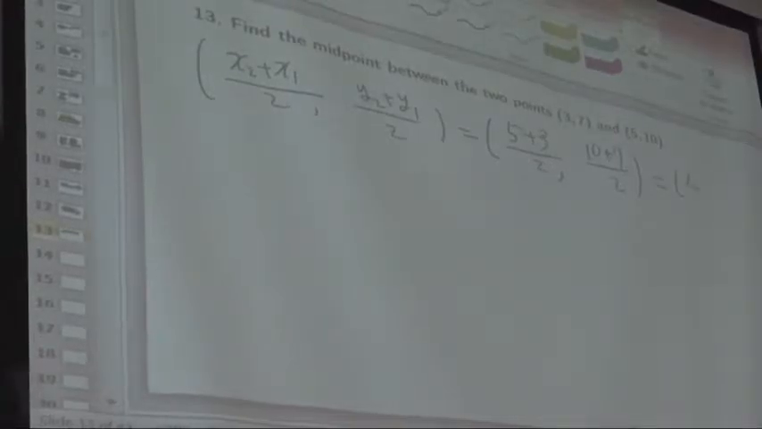Over 2, 4, and 17 over 2. Test 2 review continued. And that is a midpoint.